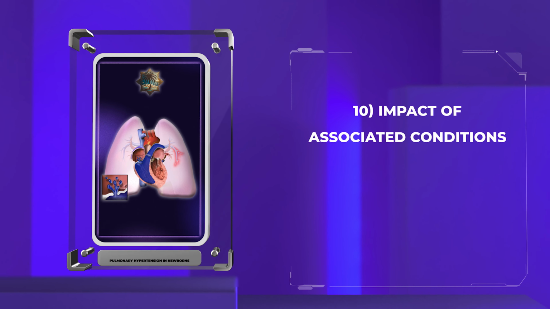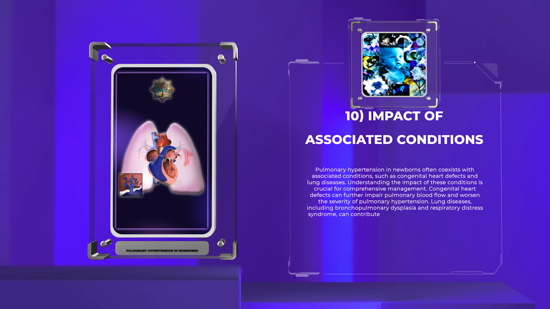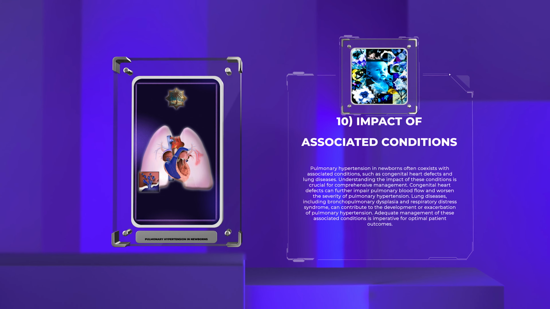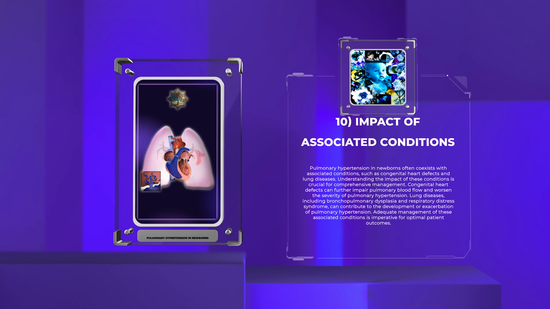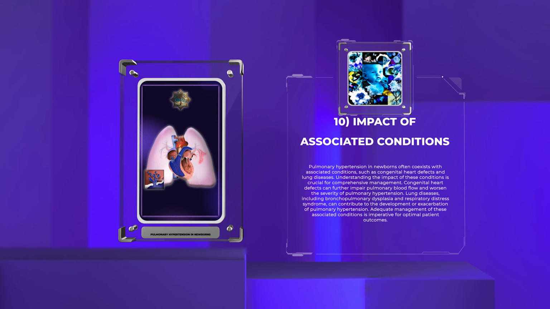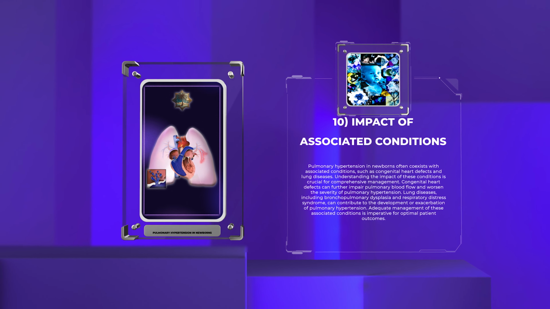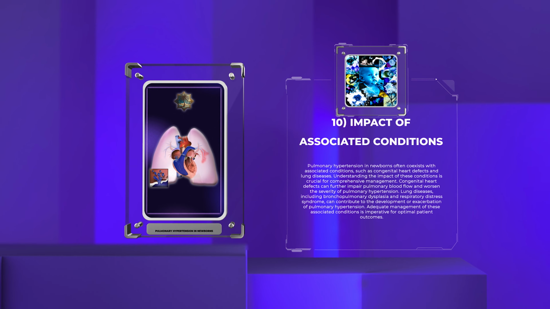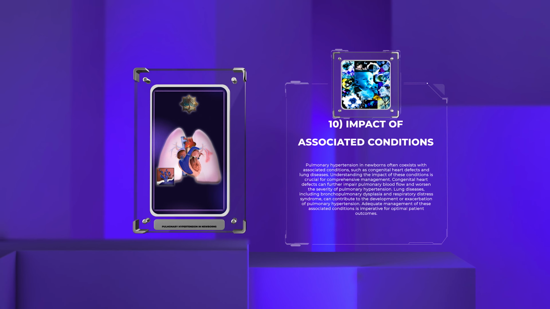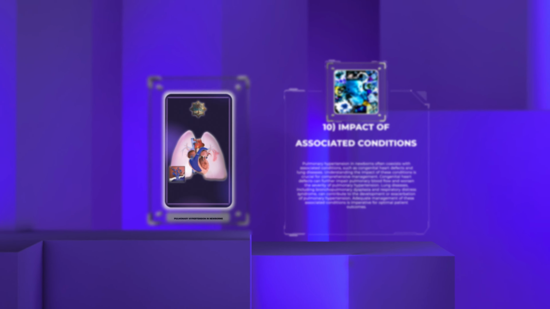Pulmonary hypertension in newborns often coexists with associated conditions, such as congenital heart defects and lung diseases. Understanding the impact of these conditions is crucial for comprehensive management. Congenital heart defects can further impair pulmonary blood flow and worsen the severity of pulmonary hypertension. Lung diseases, including bronchopulmonary dysplasia and respiratory distress syndrome, can contribute to the development or exacerbation of pulmonary hypertension. Adequate management of these associated conditions is imperative for optimal patient outcomes.